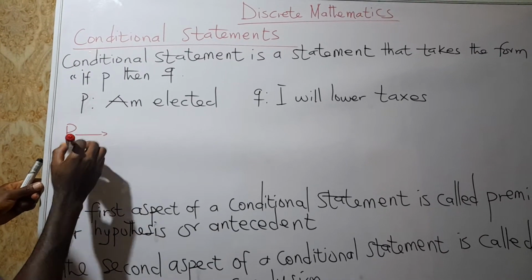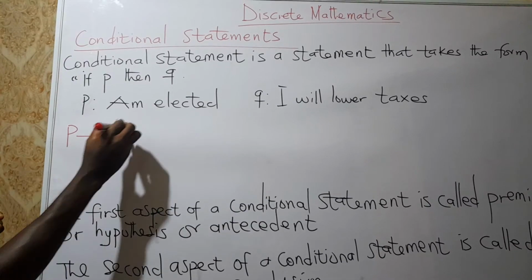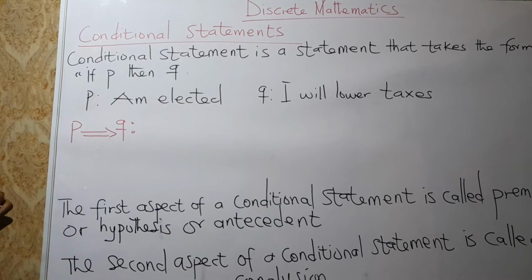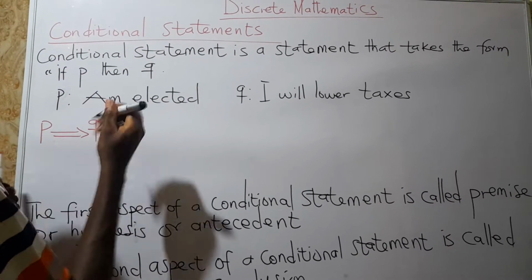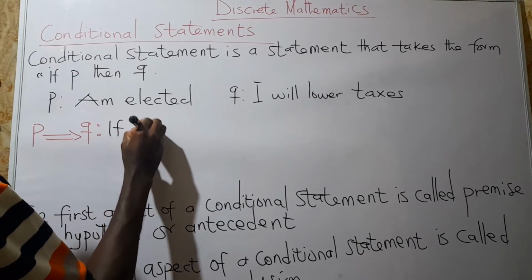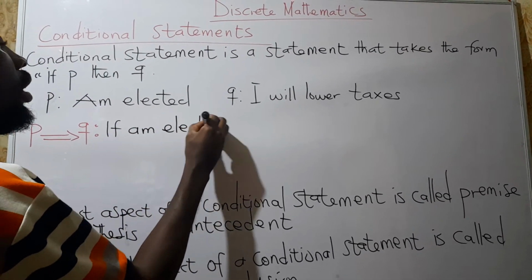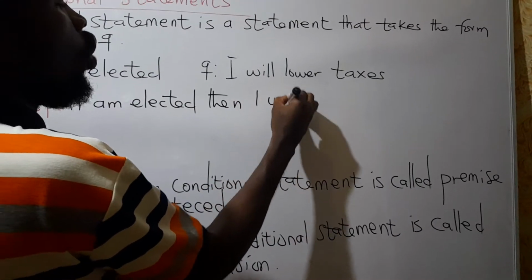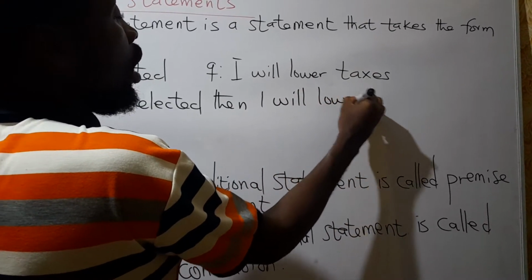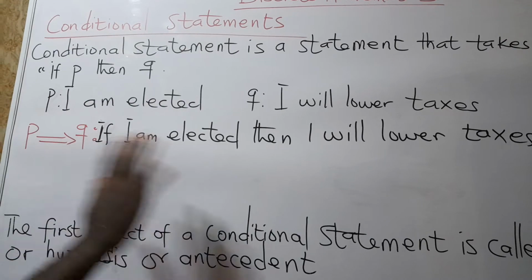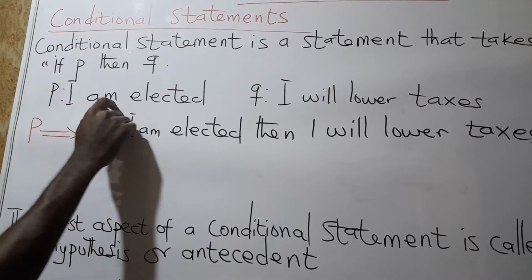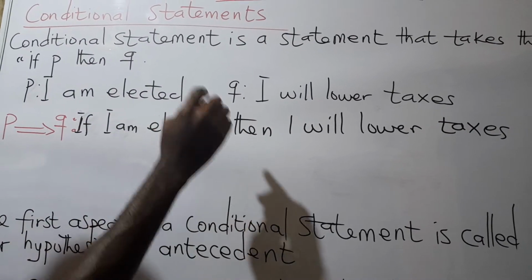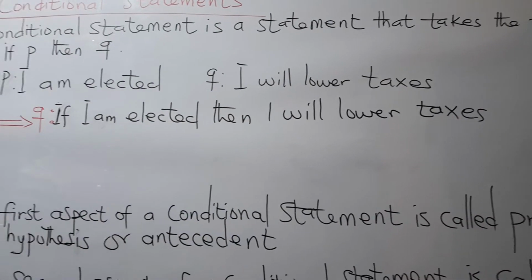P implies Q. So if you see this, that means the statement is a conditional statement. It simply means that if I am elected, then I will lower taxes. So that becomes a conditional statement. So P is I am elected and Q is I will lower taxes. Then the conditional statement becomes if I am elected, then I will lower taxes. I hope you get that.